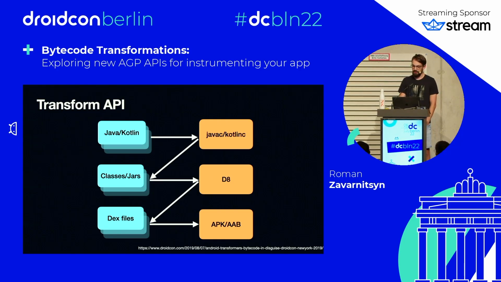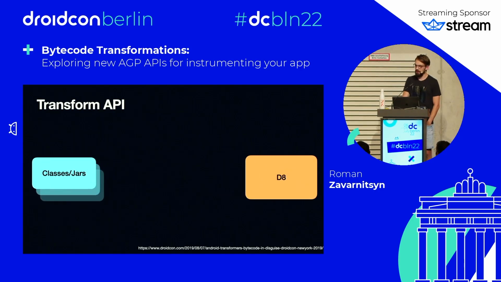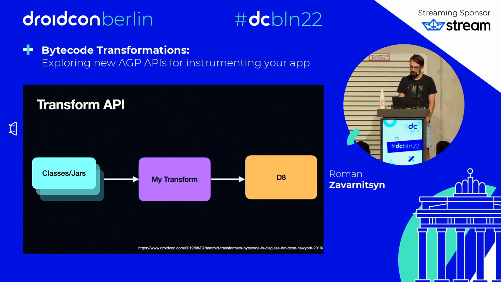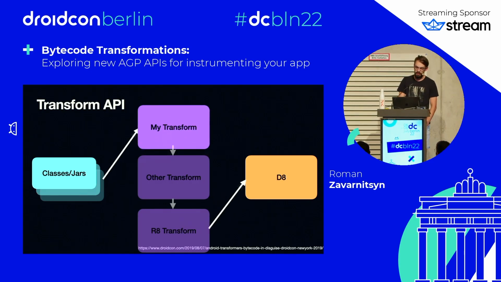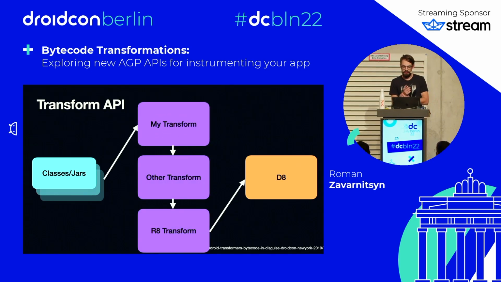So where exactly does the Transform API kick in? It's actually happening here, when you have compiled classes and jars, but before they are processed by D8. And as I mentioned, there can be a chain of transforms. So if you have multiple transforms, they will be run like that. And the R8 transform will be run last, to make sure that your transform receives unminified and unobfuscated inputs. Otherwise, it would be a mess to instrument this bytecode.